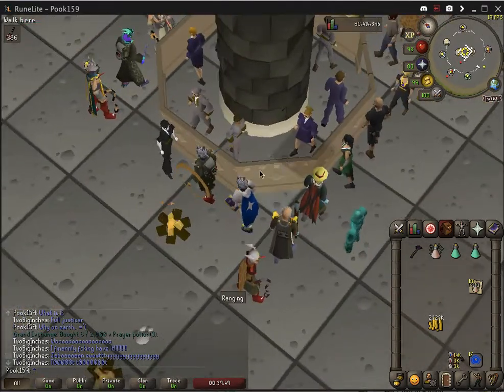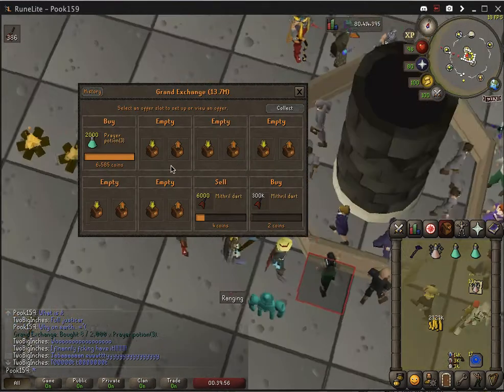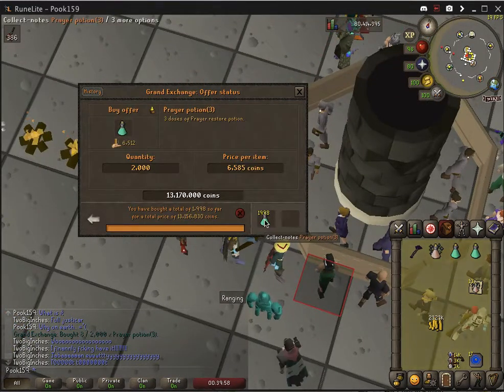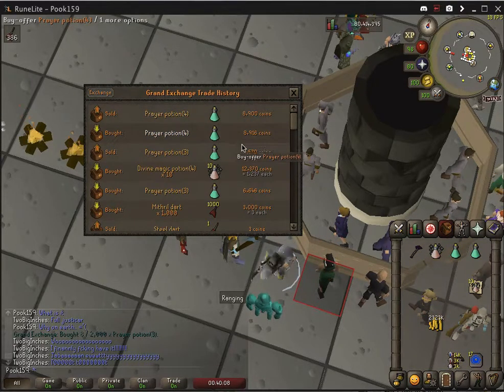So I just want to show you how you can flip potions. So this is what I do. I bought these prayer potions at that price. How I did it is I bought and sold this and saw the highest and lowest price. I bought and sold the 4-dose and saw the highest and lowest price.